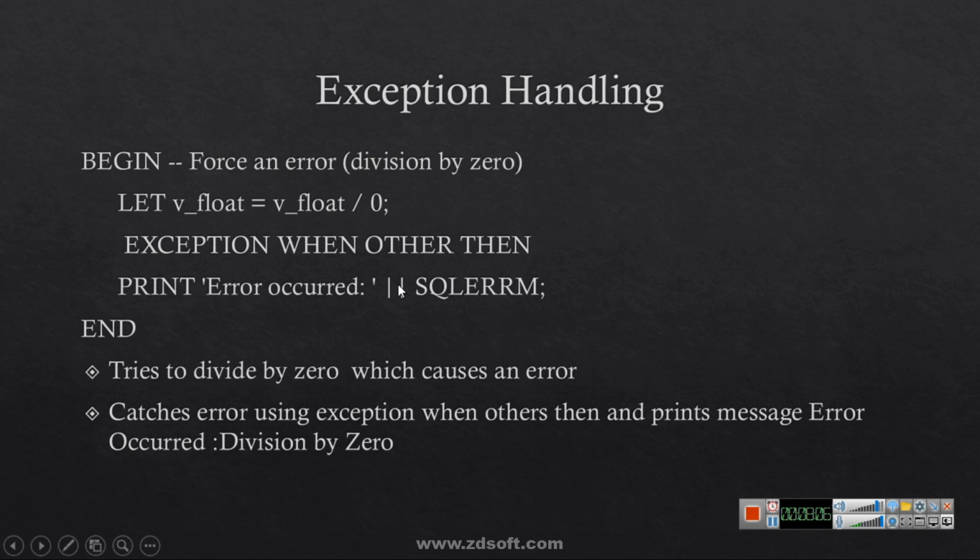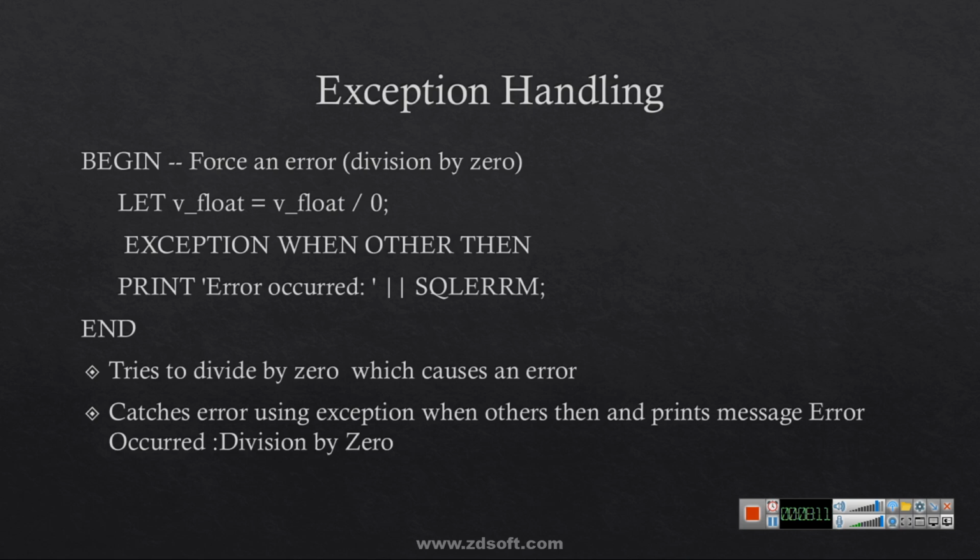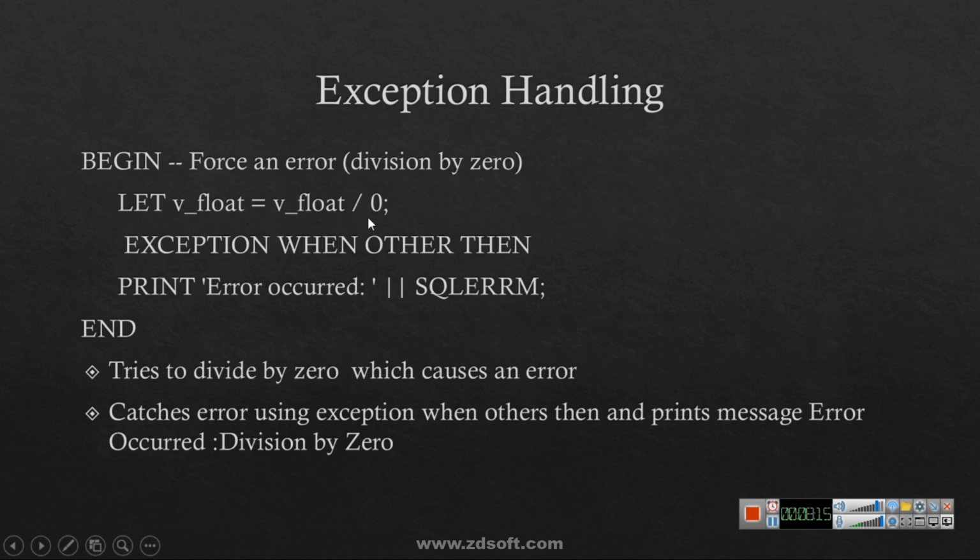Exception handling. So to do this exception handling, here we are covering the float value which we have declared, 99.99. For that value we are dividing by 0. And when it happens, then we wanted to raise an exception, like exception when other than, print error occurred and the SQL error message. So here it will give an error that division by 0 error is this. That's why it will print the error message as error occurred and division by 0.